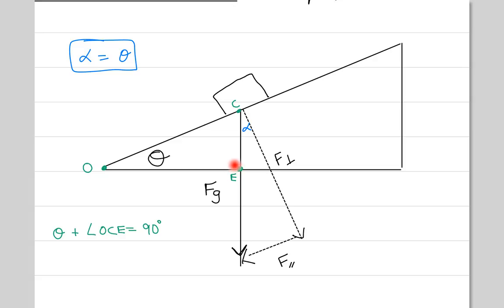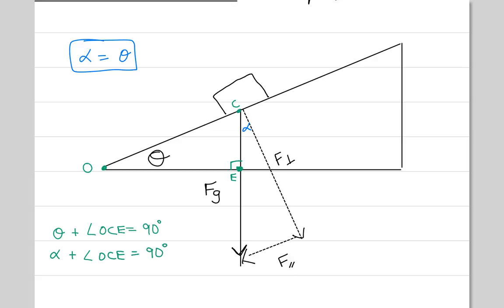So take away that angle. All three angles in a triangle add up to 180, right? And this angle down in here is 90, right here. So take that one out, and this one and theta add up to 90. Do you agree? Okay. The other thing is if you examine in here, you also see a right angle. So you could write that one down as well. So angle OCE plus alpha is also 90.